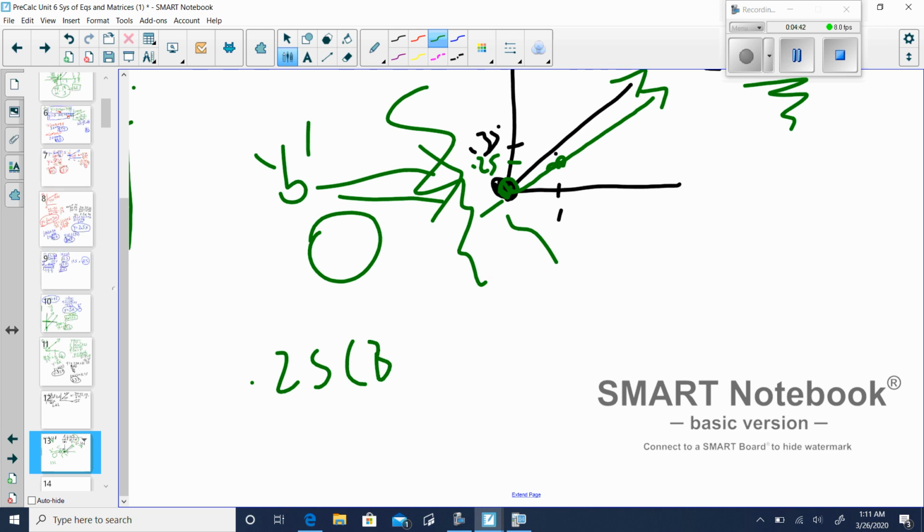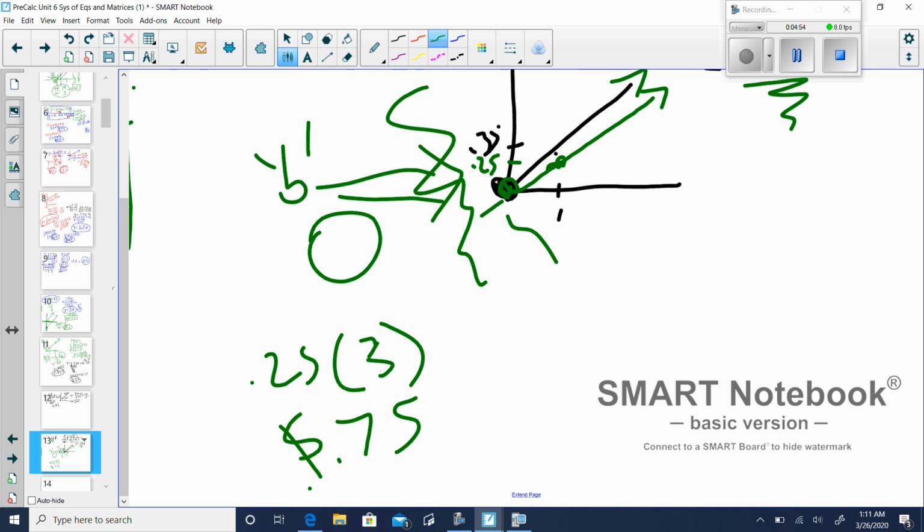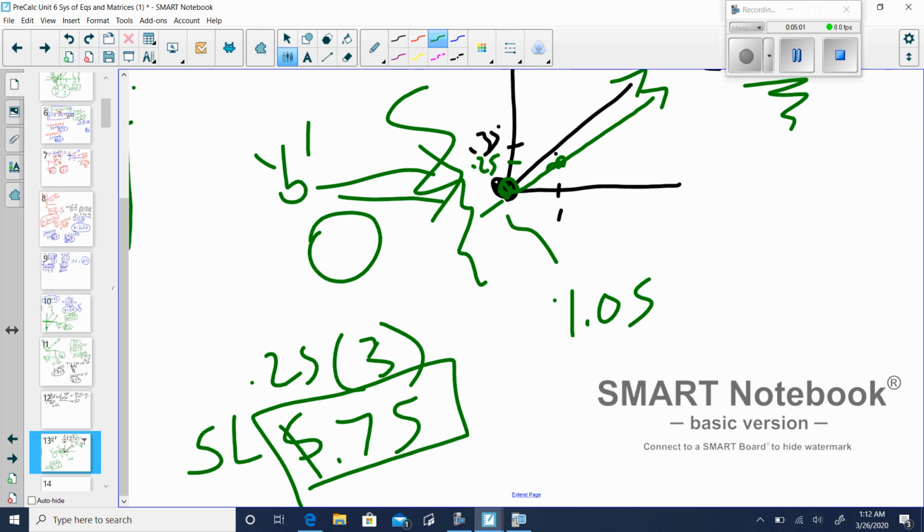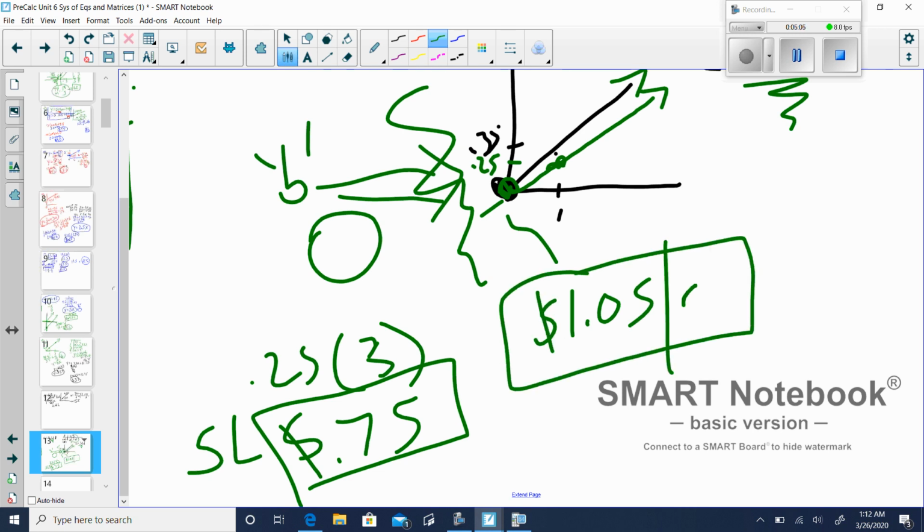At the school library, if it's 3 days late, and it might look a little bit sloppy, so 0.25 times 3, it's going to cost him 75 cents at the school library. SL for school library. It's going to cost him $1.05 at the city library. There you go.